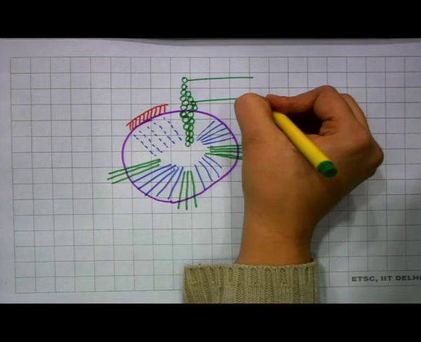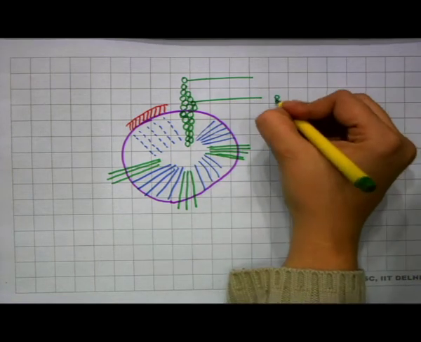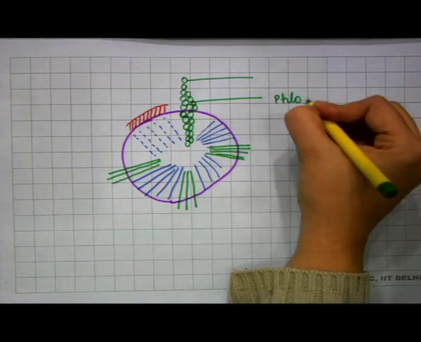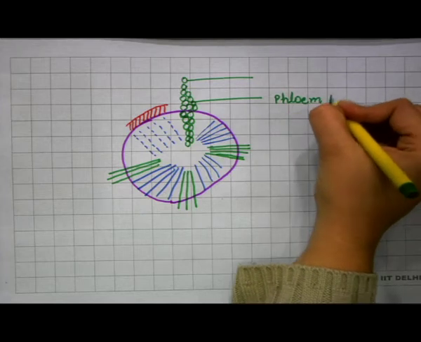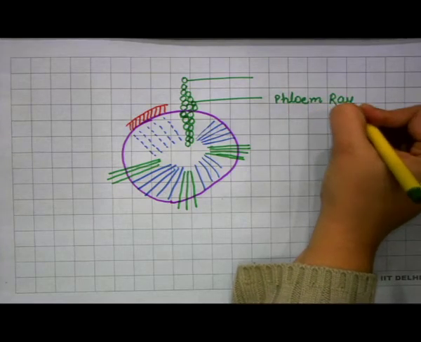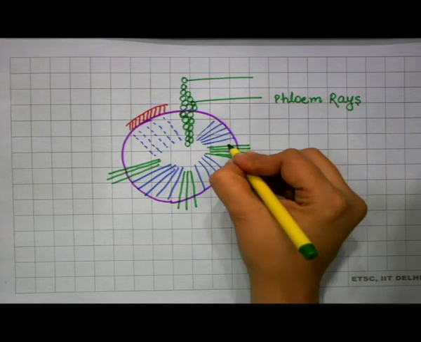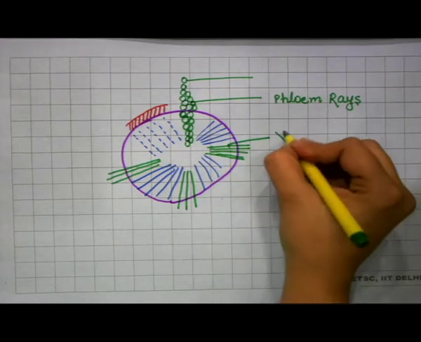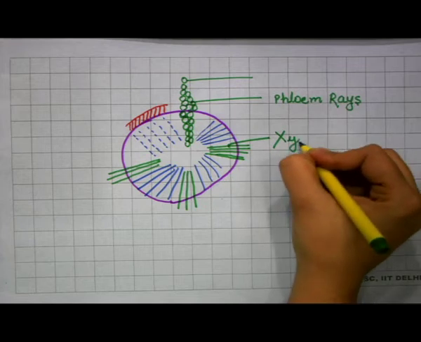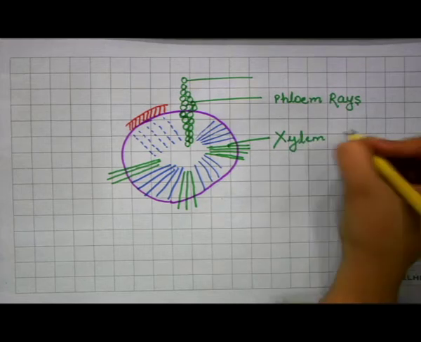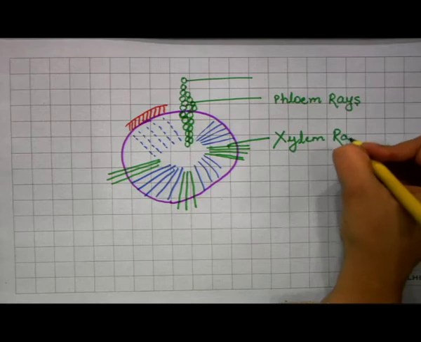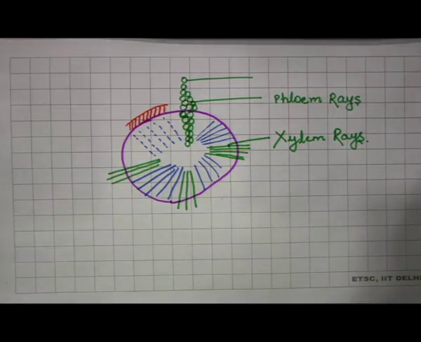So, the ones which are present between the phloem will be the phloem rays, and those which are present between the xylem will be the xylem rays. This was about the activity of the cambium in the secondary growth in dicot stems.